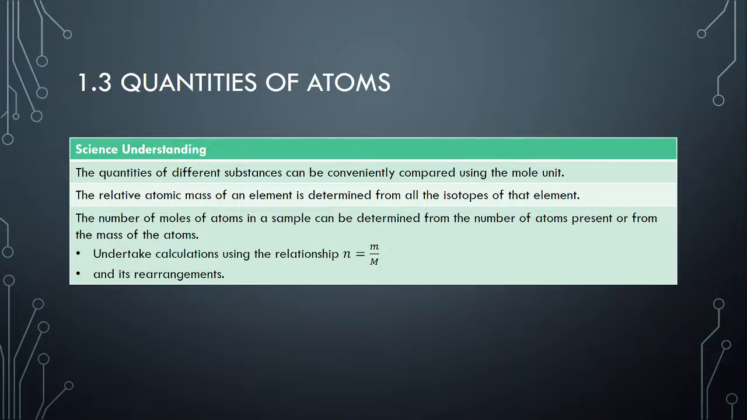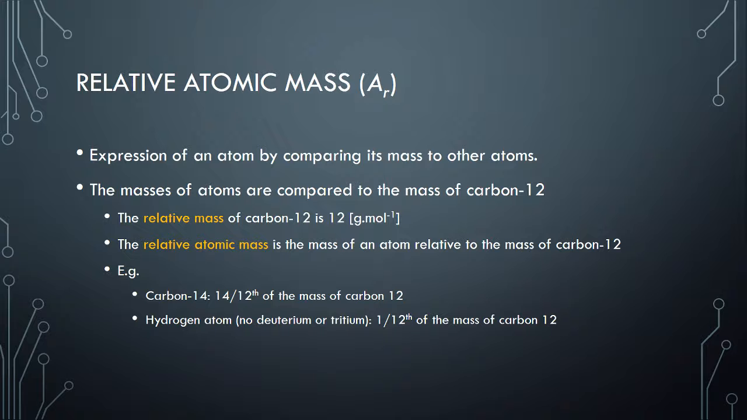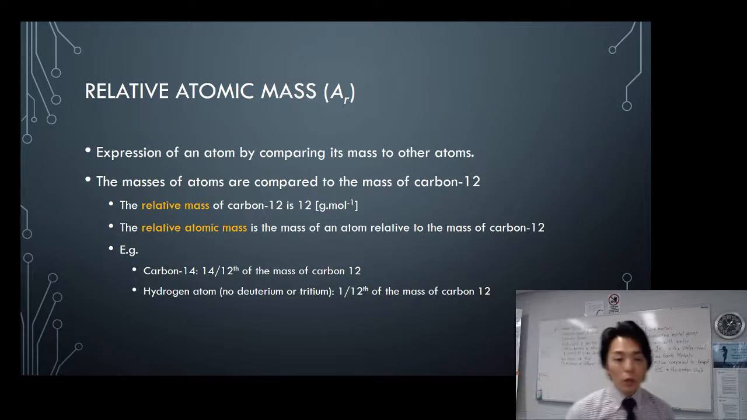The slide that we'll be looking at is the 10th slide. All right. So we'll talk about what's called the relative atomic mass. The symbol is Ar. So it is an expression of an atom by comparing its mass to other atoms. Now, when we say other atoms, we use carbon as the normal standard. I guess in the past that was readily available, and it was very easy to make it into purely carbon-12 only. So that's where we started. So the mass of atoms are compared to the mass of carbon-12.